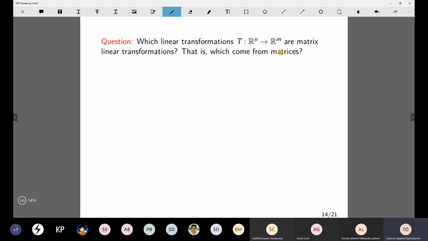So which linear transformations are matrix linear transformations? That is, which ones come from matrices? So this is the answer to my previous question. I said all linear transformations are actually nothing but matrix transforms, in the sense that T of u is nothing but A times u. If T happens to be linear, then all linear transforms are nothing but multiplying u with some matrix.